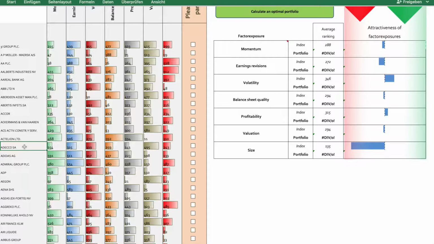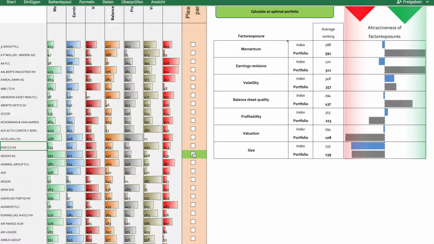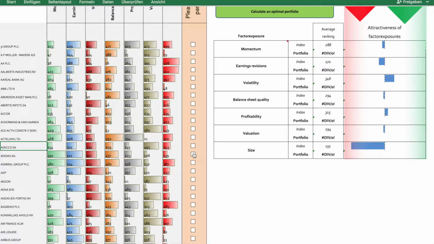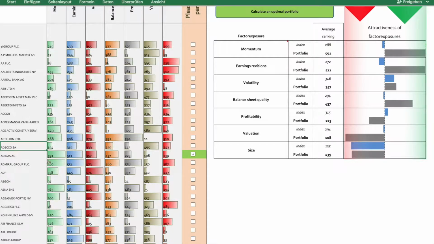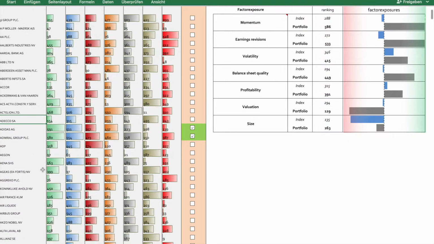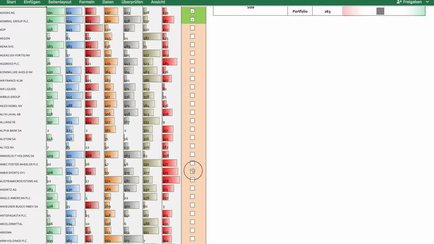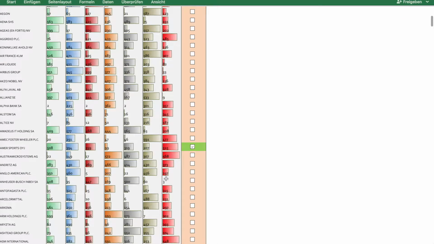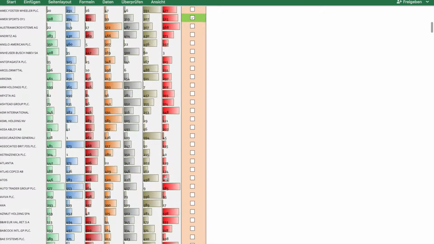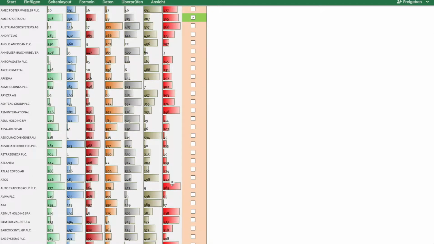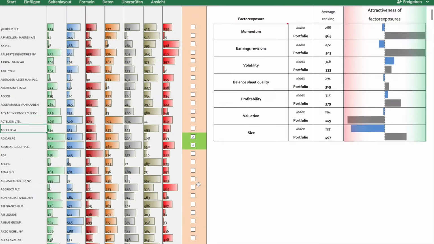For example, Adidas is very attractive. As I said, the M.M.Warburg group is also very attractive because we have a ranking of 580. What else could we buy? We could buy the Amer Sports maybe with a ranking of 508. We could also maybe buy the Auto Trader group with a ranking of 577. I guess you're getting the idea.